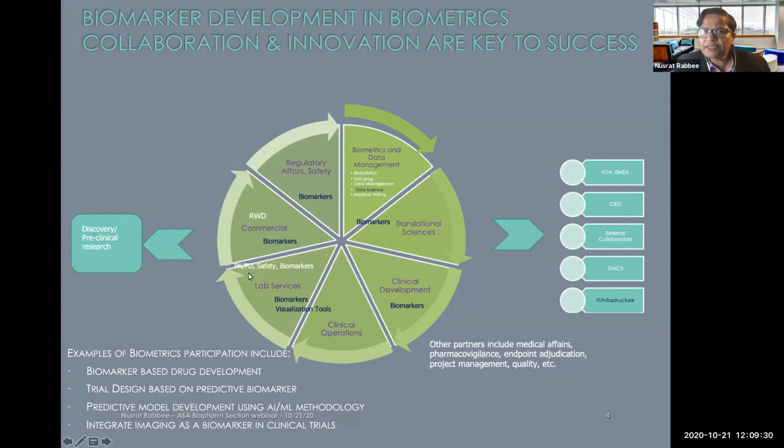So the whole point of this slide is to really show how much collaboration it takes with different functions. Drug development is a multidisciplinary effort, and it definitely takes collaboration for the statistician with all the functions to drive biomarker development. And innovation in terms of statistical methodology is very important, because as there are more and more biomarkers, the methodology also has to improve and keep up with the technology.